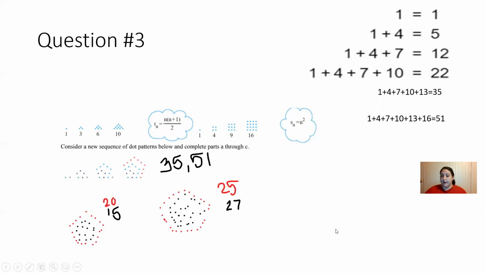So what is the pattern? The pattern is simply just adding 3 to the last number in the equation. And what would the next number of dots in the equation be after this 51? So we would add 3 to the 16 to give us a 19. So we do 1 plus 4 plus 7 plus 10 plus 13 plus 16 plus 19. So that would give us 70 dots. I did not draw a picture because that is a lot of dots, and y'all get the point. But it would be 70 dots in the shape of a pentagon.